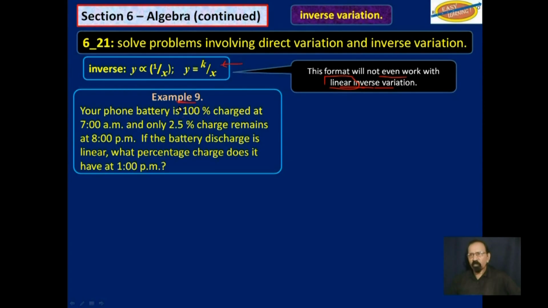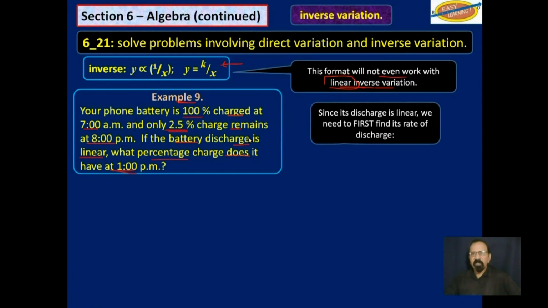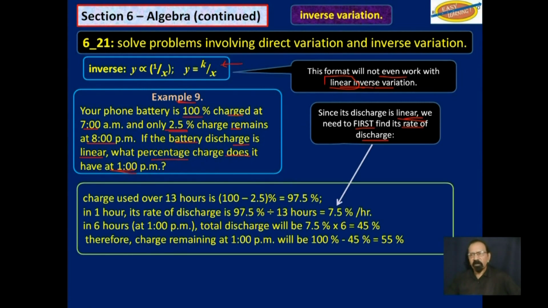Your phone battery is 100% charged at 7 a.m. and only 2.5% charge remains at 8 p.m. If the battery discharge is linear, that means it's constant, what percentage charge will it have at 1 p.m.? Since its discharge is linear, we need to first find its discharge rate. So what we will do, we will divide the 97.5%, that's the difference between 100 and 2.5, divide that by 13 hours and we get 7.5% per hour.